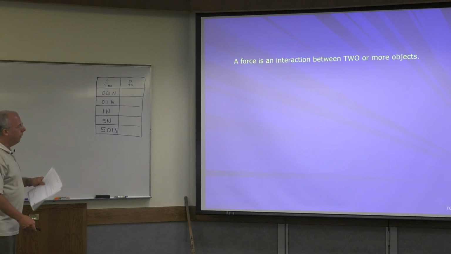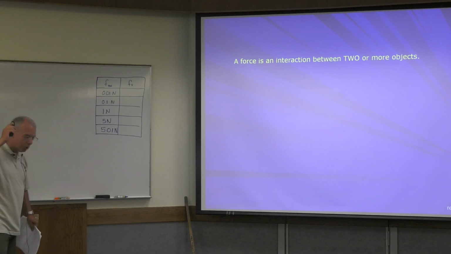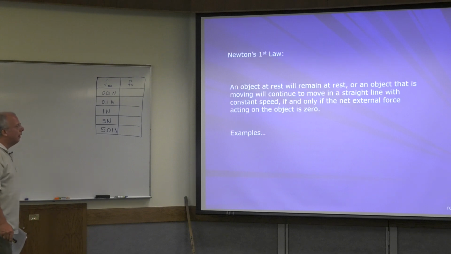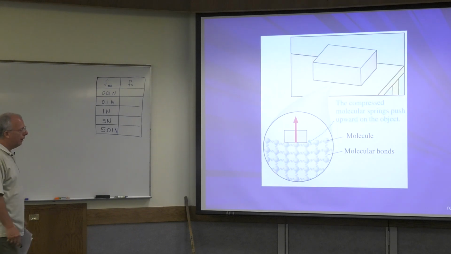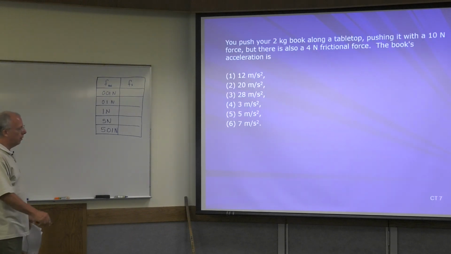Okay, let's just quickly review. A force is an interaction between two or more objects. Two, right? Two or more objects. Newton's first law: an object at rest remains at rest. An object that's moving will continue to move in a straight line at constant speed if the net force on it is 0. Okay, F equals ma, a equals dv/dt, and the normal force.